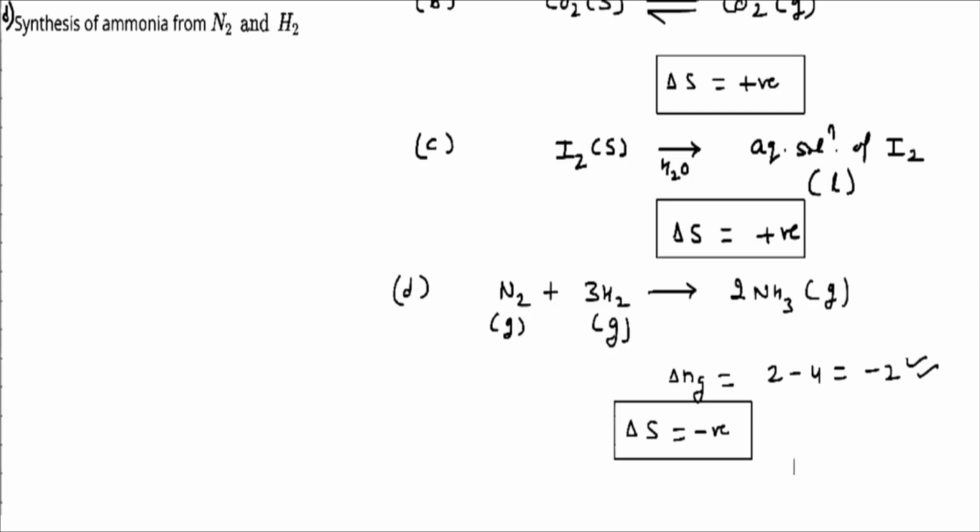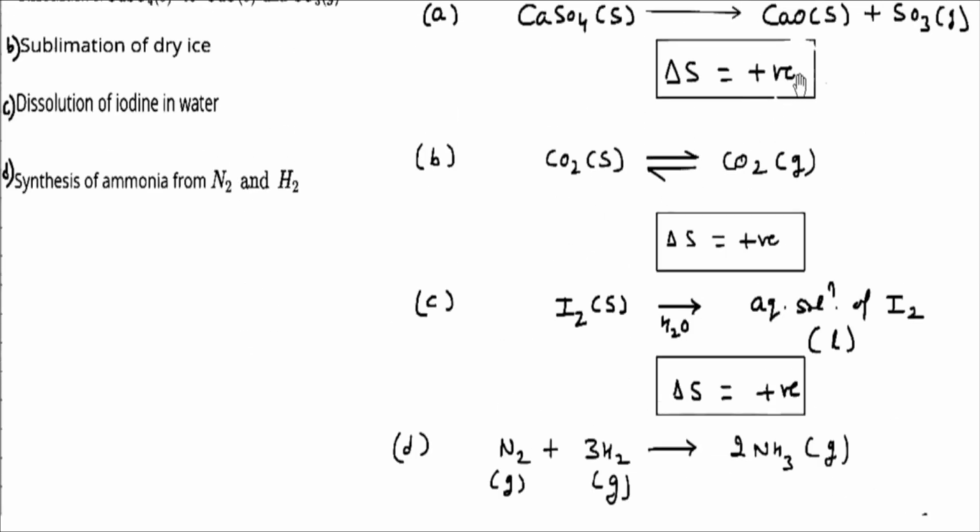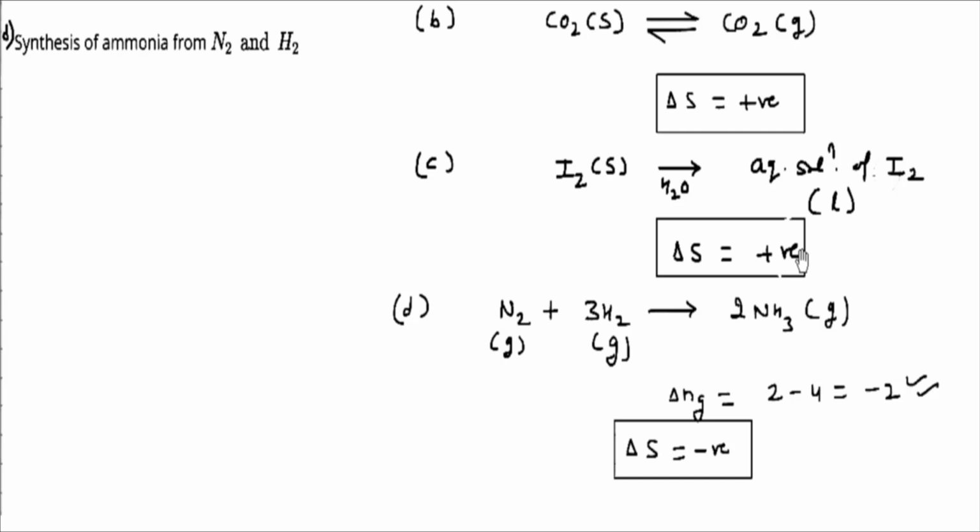In all the other options, the value is positive, here it is positive, here it is positive, but in this particular case the synthesis of ammonia has a negative entropy change. That's why ammonia can be formed from nitrogen and hydrogen only at a very high temperature and pressure condition. So in this case the entropy change becomes negative.